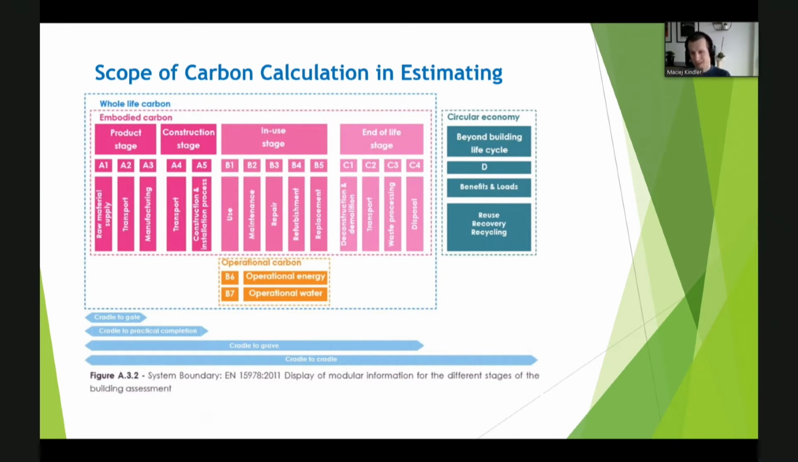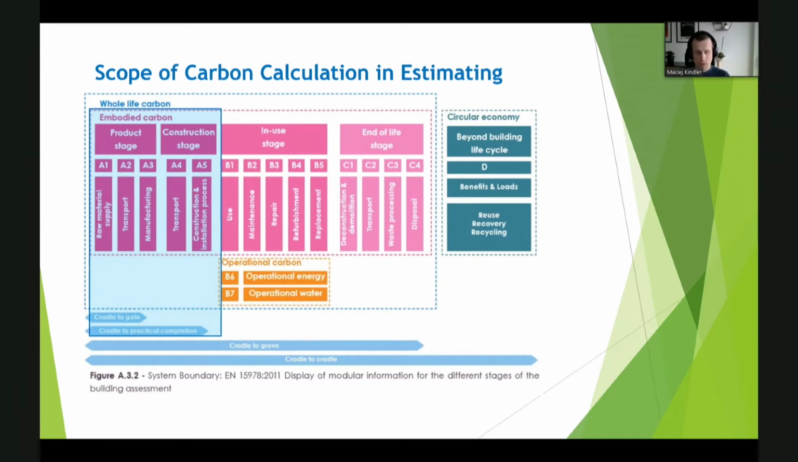And where 5D Plus lands in this process, it lands at the very beginning of it, in the phase which is called cradle to practical completion, which, if you think how the estimates work, naturally the estimator puts together a price for all the construction works up to the point where the building goes into operational stage. This is what we can effectively do from linking carbon calculation to cost estimation.